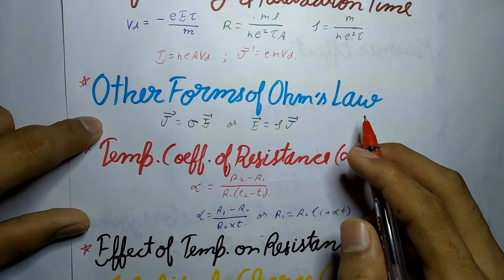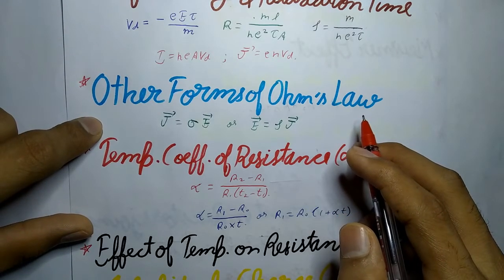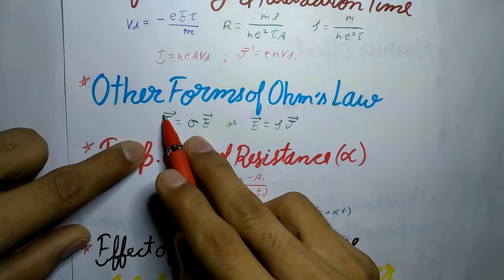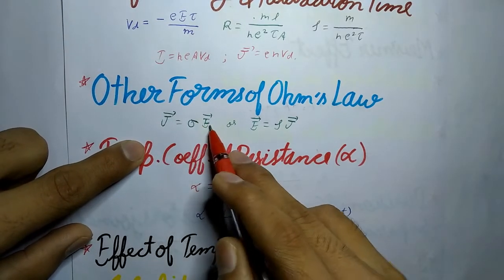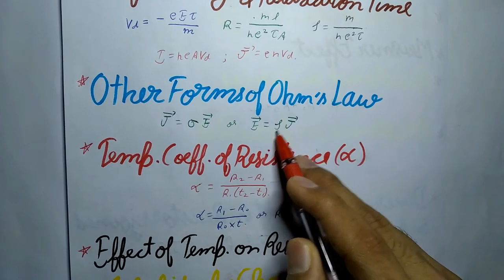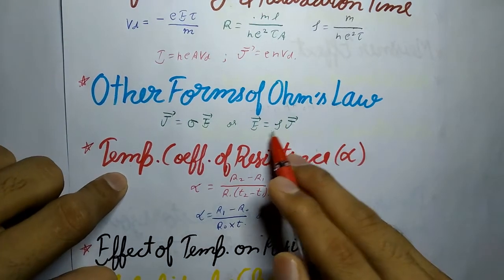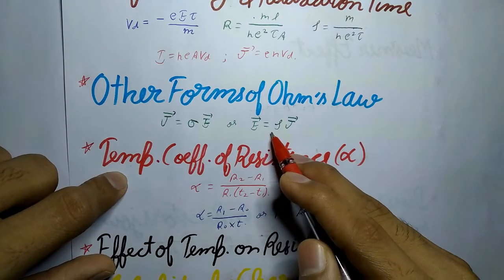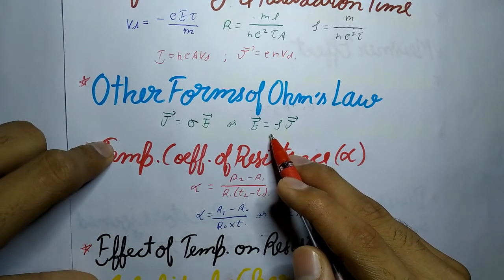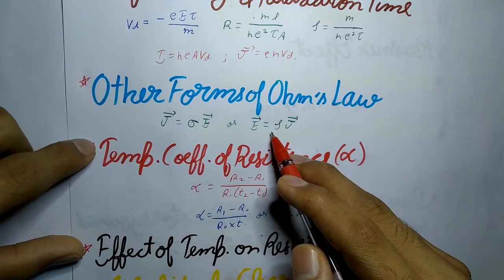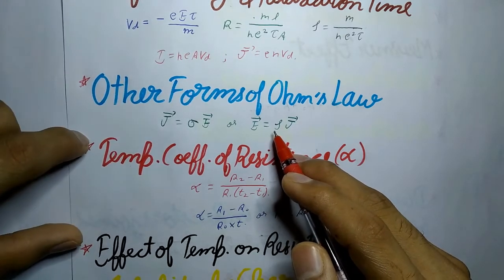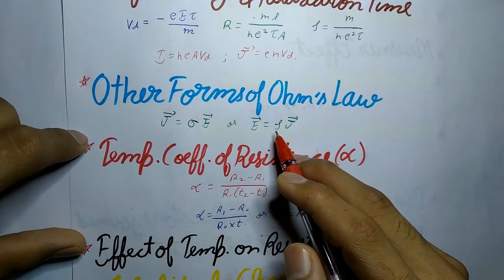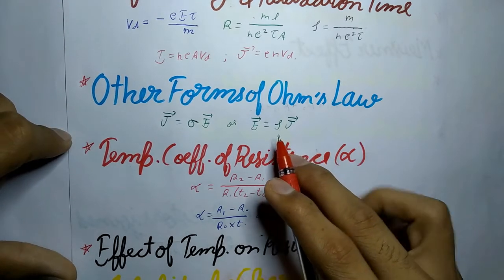Now other forms of Ohm's law. In terms of vector quantities like current density J vector and electric field E vector, Ohm's law may be expressed as J vector is equal to sigma E vector, or E vector is equal to rho J vector. So the equation E vector is equal to rho J vector leads to another statement of Ohm's law. A conducting material obeys Ohm's law when the resistivity of the material doesn't depend on the magnitude and direction of the applied electric field.